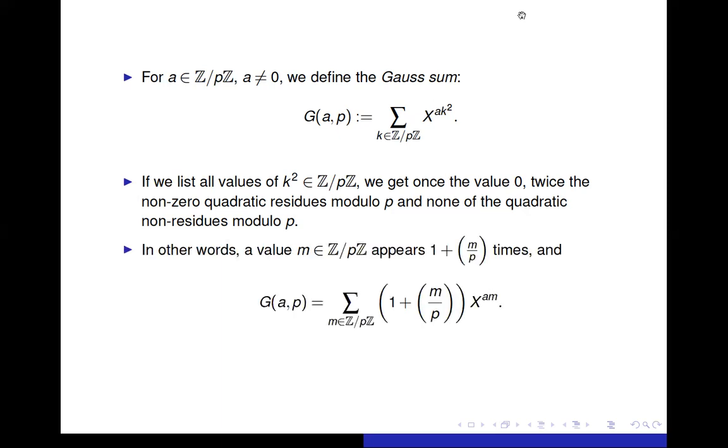So I get 0 once, the quadratic residues twice, and the quadratic non-residues 0 times. I can summarize this by saying that a value m in Z/pZ appears 1 + (m/p) times. If the Legendre symbol is 1, it's a quadratic residue, it's 1 + 1 = 2 times, and 0 for 0, the Legendre symbol, and -1 for the quadratic non-residues, and then 1 + (-1), 0 times. So I can summarize the number of times each value appears as a square. Because of that, I can write my Gauss sum as the sum of (1 + (m/p)) x^(am).